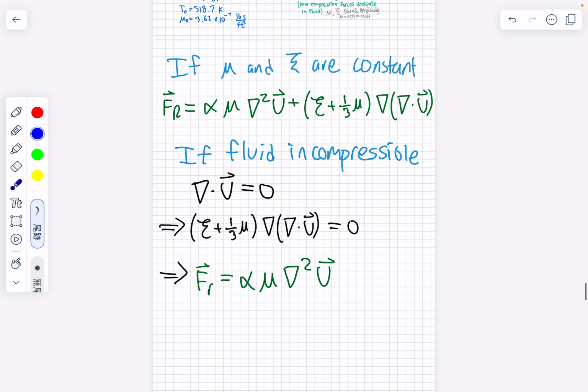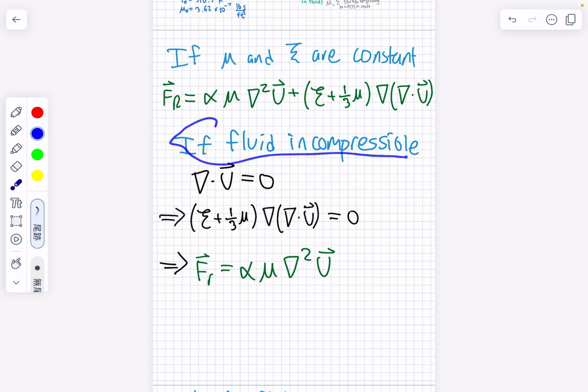But then if you assume the fluid is incompressible, like ocean water, for example, you can use the fact that it's incompressible, which means the divergence is zero. We plug that into this term, the whole thing goes to zero. So this whole term goes away.